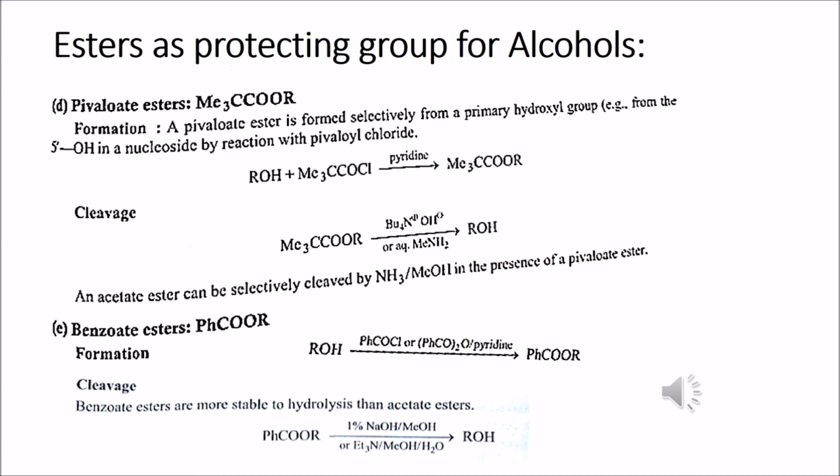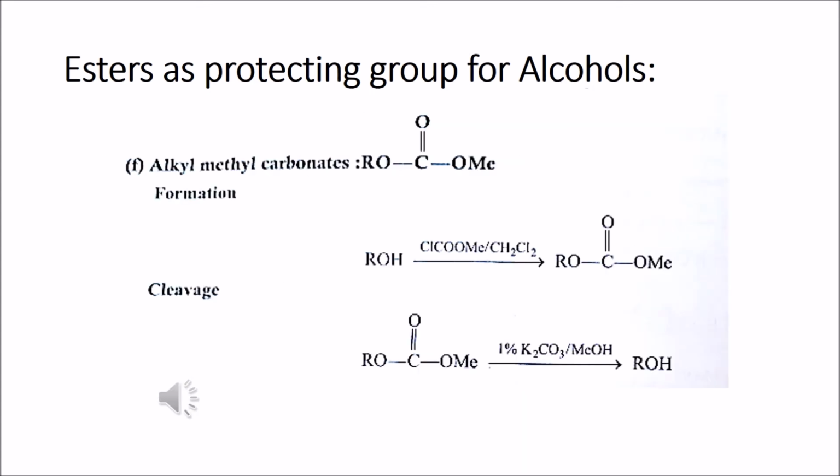Here also pivalate ester formation and deprotection cleavage is given. An acetate ester can be selectively cleaved by ammonia in methanol in the presence of pivalate ester. Next, benzoate ester formation is also given over here. Here alkyl methyl carbonates formation and cleavage, protection and deprotection for alcohol, is given.